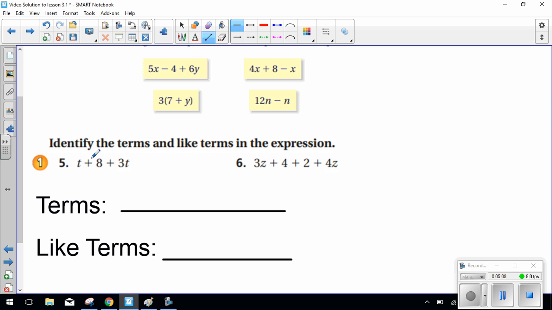So terms, remember the plus signs and minus signs separate the terms. So I have t, you can write it as 1t. I have 8, and I have 3t. So I have 3 terms, 1, 2, and 3. My like terms, going left to right, I have t, and I have 3t, because they both share a variable. 8 doesn't have another constant to be combined with, so it does not have a like term to something else. So my only 2 like terms are t, or 1t, and 3t. Right, that was number 5. Let's move on to number 6.